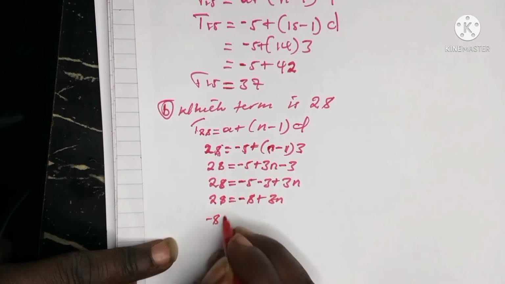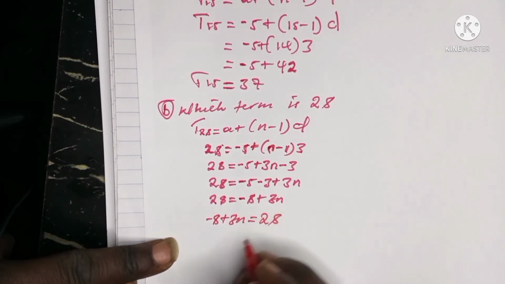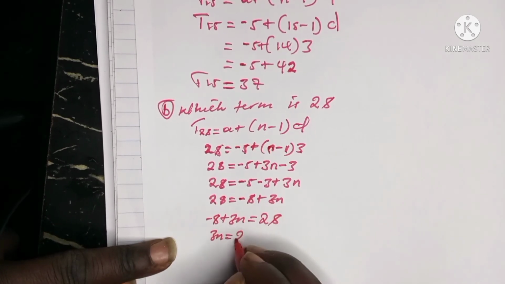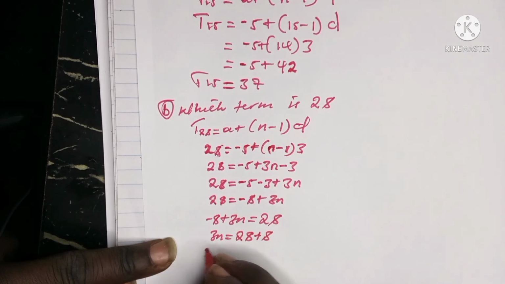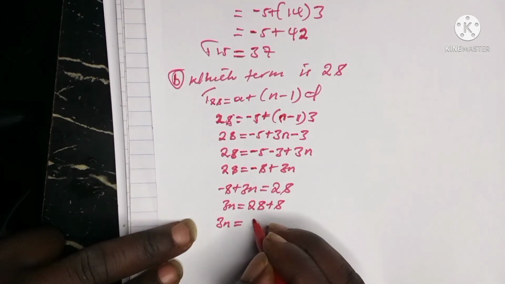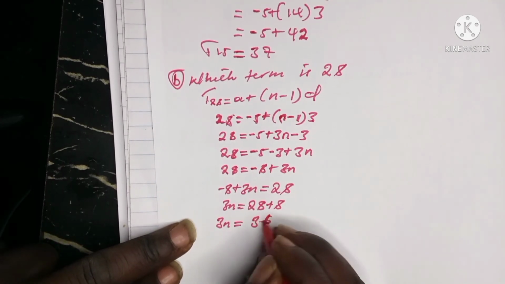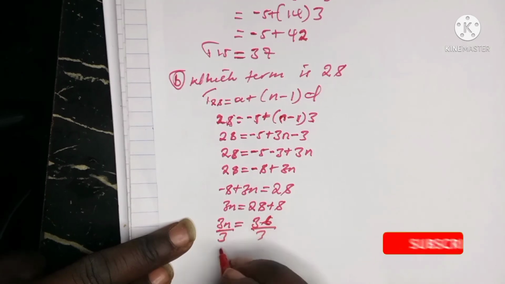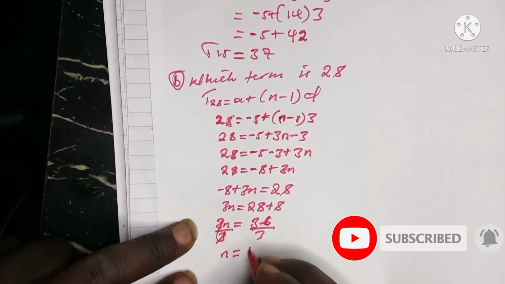So negative 8 plus 3n equals 28. Then 3n equals 28 plus 8. 3n equals 28 plus this one, which is 36, divided by 3, which is equals to n equals 12.